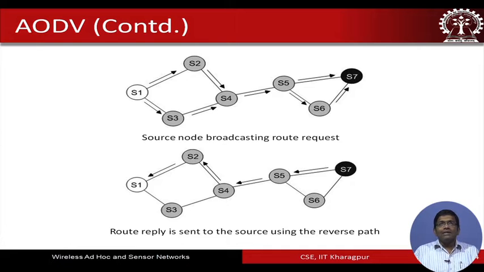If we look at this figure, the source node has the packet and broadcasts it the way it is shown. S2 and S3 are going to receive it, and they are going to in turn rebroadcast the packet, broadcasting and rebroadcasting and so on, until ultimately S7 receives it. S7 will finally send a route reply back. In this particular case it is sending it using the reverse path, the shorter path of the two.